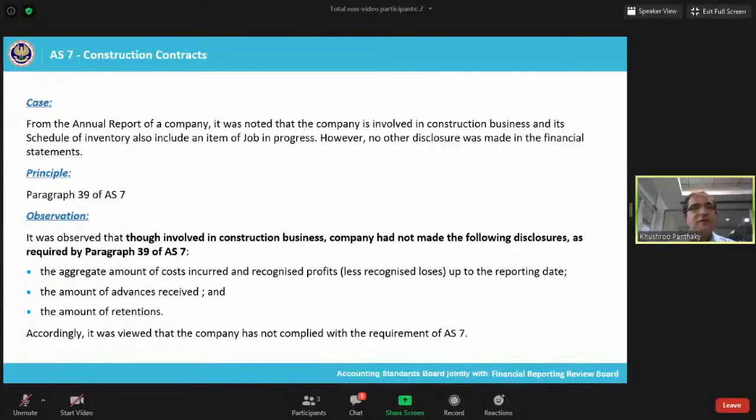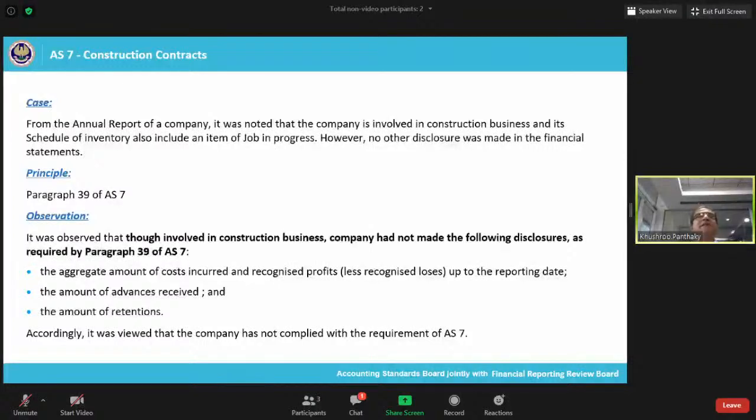First of all, the aggregate amount of the costs which you have incurred and the recognized profits up to the reporting date. So you will recognize your revenue. Against that revenue based upon the percentage completion method, you also account for your aggregated costs. And therefore, your profits arising out of those activities which you have completed basis percentage completion, you have your recognized profits. And therefore, that disclosure is also very, very important.